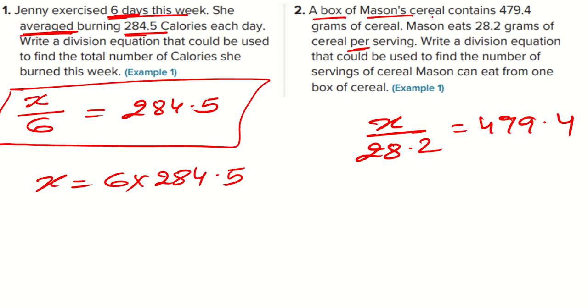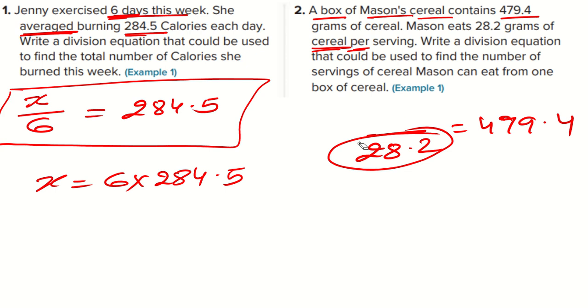A box of Mason cereal contains 479.4. This is the total. Mason eats 28.2 grams of cereal per serving. So in one time he is eating 28.2. So write a division equation that could be used to find the number of servings. So number of servings means you have to find the value of x.